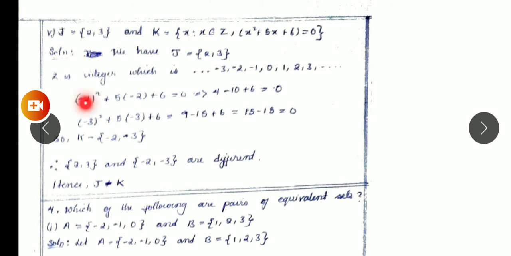When we put minus 2 we get 0, and when we put minus 3 we also get 0, so minus 2 and minus 3 are the elements of K. So those two sets are different. They cannot be equal.